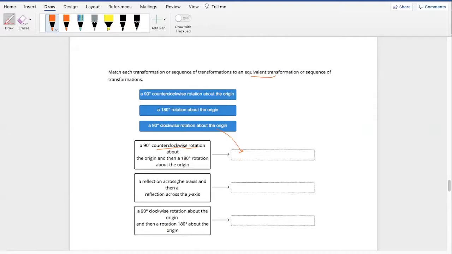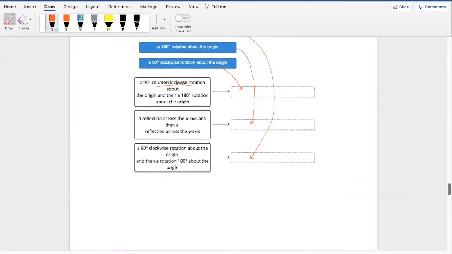A reflection across the x and then a reflection across the y actually turns out to be the same as a 180-degree rotation. And then the last one, a 90-degree clockwise rotation about the origin, and then a rotation 180 about the origin, is the same as a counterclockwise 90-degree rotation. So those are your matches.